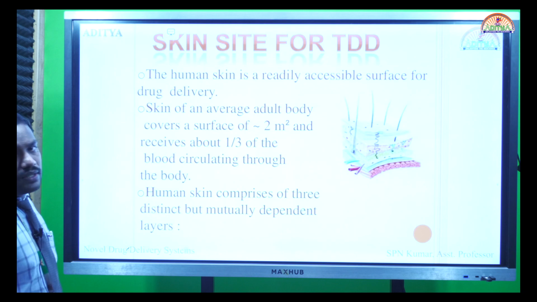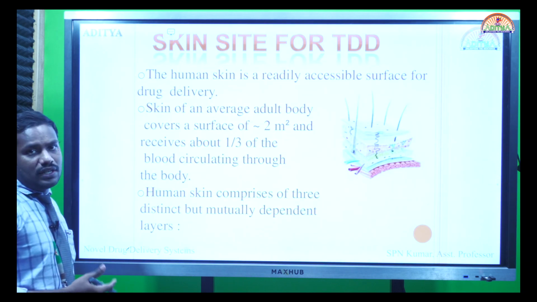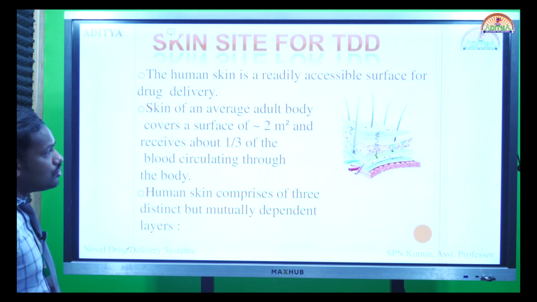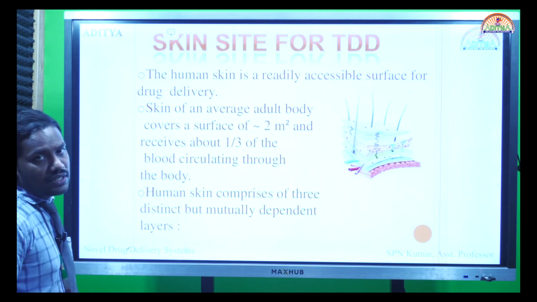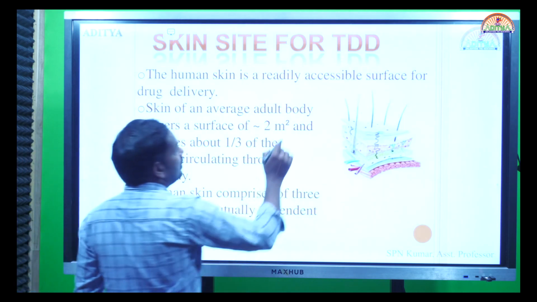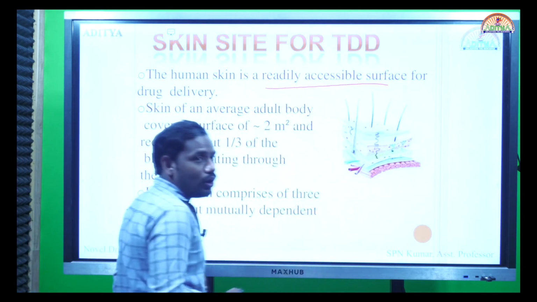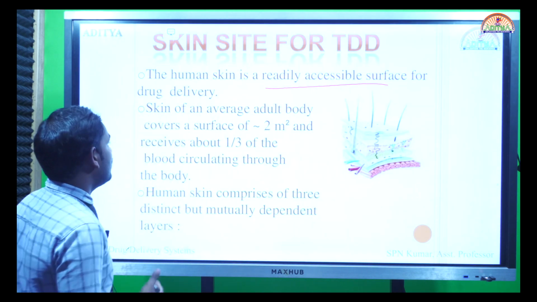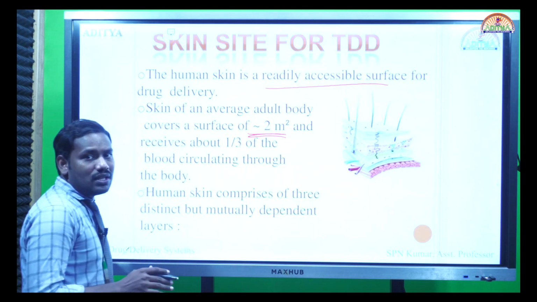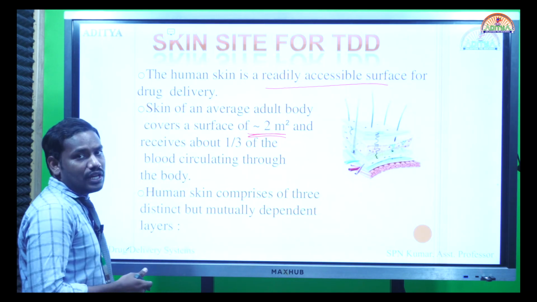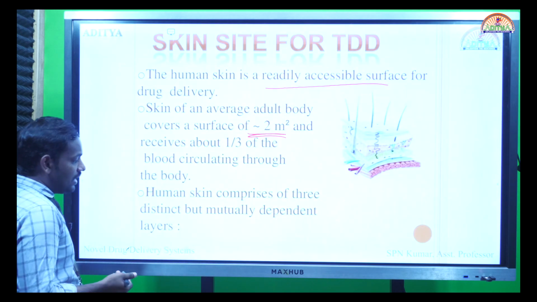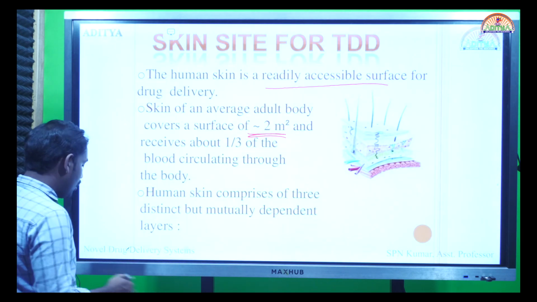So all the success of the TDDS system depends upon the site where you are applying the patch, and so for that we need to know the anatomy of the skin. So this slide describes the anatomy of the skin. So human skin is the most readily accessible surface, and it also provides the maximum surface area. If you see the number, it is 2 meters square of area. No other body cavity provides such a huge enormous area. So hence TDDS are so successful in the market because they can be easily applied onto the skin.